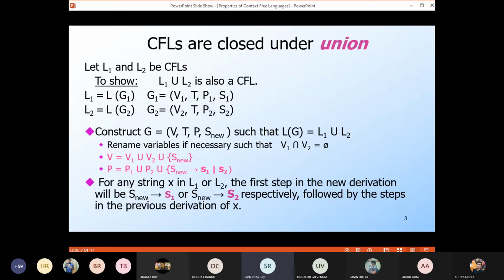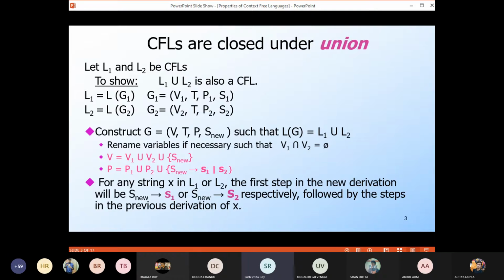So how is that? We can show it through the derivations. For any string X in either L1 or L2, the derivation remains exactly the same, because remember the grammars given to you, that is G1 and G2, actually already exist as subsets in this new grammar. The production rules are there, the variables are there, the terminal symbols obviously are there. So whatever derivation had produced a particular string X previously, the same derivation is going to persist.